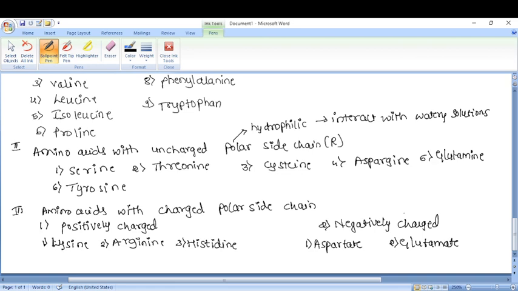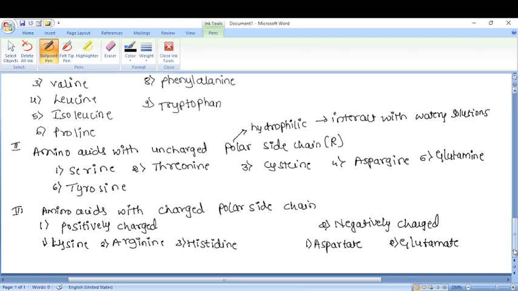This is about the classification of the standard amino acids based on their polarity, side chain, and also based on the tendency to interact with the watery solutions. There are three types, that is non-polar, uncharged polar, and charged polar amino acids.